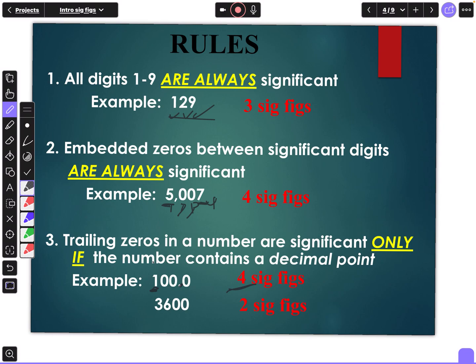And then if we have 3600, we've got our trailing zeros here at the end, these two. The only way they're significant is if there's a decimal. There's no decimal in that number, so that would be just 2 significant figures.